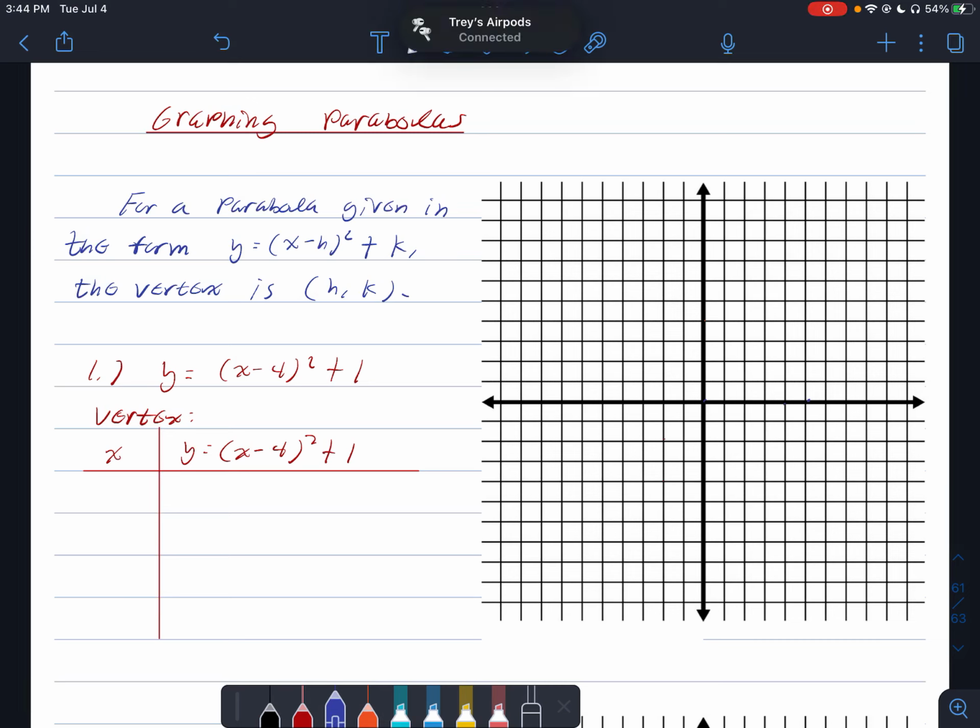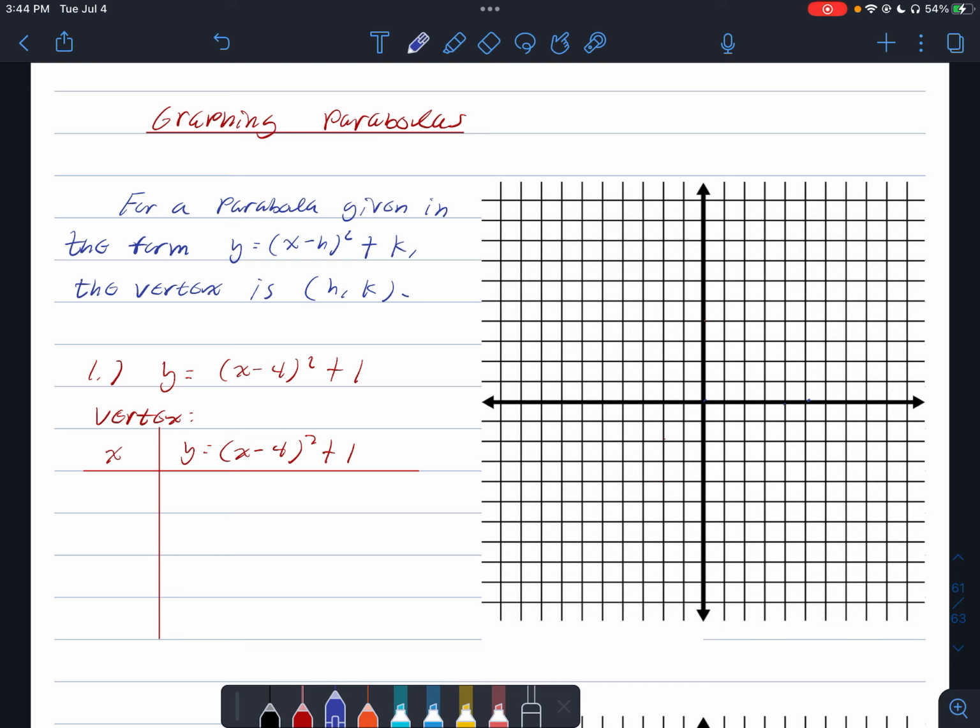Hi everyone. In this video, we are going to start working on graphing parabolas. There's two different types of parabolas we're going to look at today. The first one is if we have a parabola of the form y equals (x minus h) squared plus k.